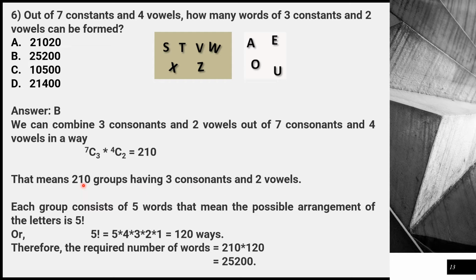Like we can see 210 words, right? But every word contains 5 letters, right? They can be arranged in 5 factorial ways. So here they are asking without meaning. Like 5 letters can be arranged in 5 factorial ways. So multiplying the total number of words with that 5 letter arrangement gives the total number of words formed. So that is 25,200. That is option B.